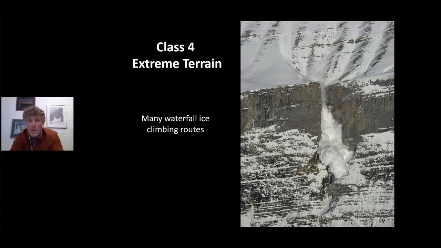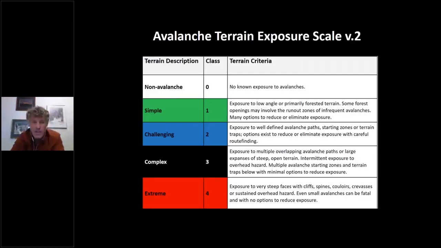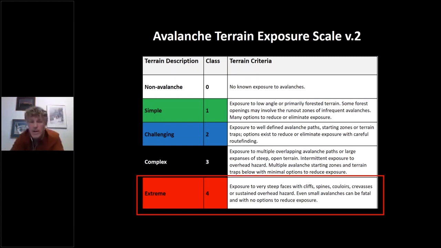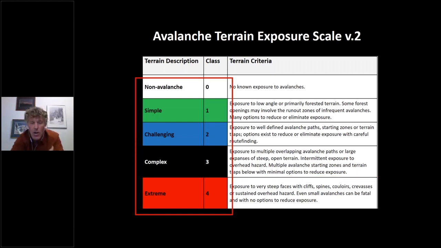So this is the new system that we're proposing. Again, like I say, it's not finished, but class 0 is non-avalanche terrain and no known exposure to avalanches. And class 4 is extreme terrain. You'll see the description there: exposure to very steep faces with cliffs, spines, couloirs, crevasses, or sustained overhead hazard. Even small avalanches can be fatal with no options to reduce exposure. This is the message we want people to get about the rating. The colors we haven't decided. We're going to have to make some changes to the colors because complex and extreme, whether they're red or black, we're still working on that. So these colors aren't finalized yet.